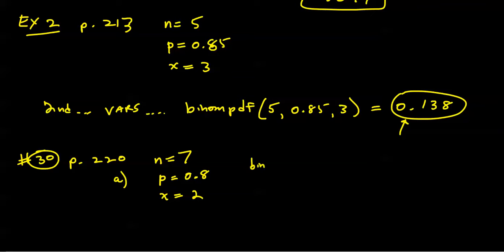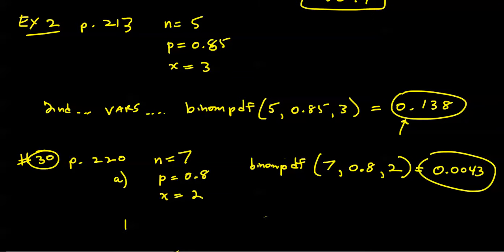So go to your binomial PDF command. Binom PDF. Number of trials is 7. Probability of success in any one trial is 0.8, and we're looking for 2 successes in those 7 trials. If we punch this out, we'll get an answer of 0.0043. Alright, so I'll box this and call part A done.